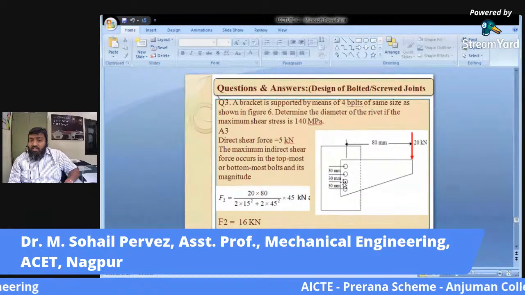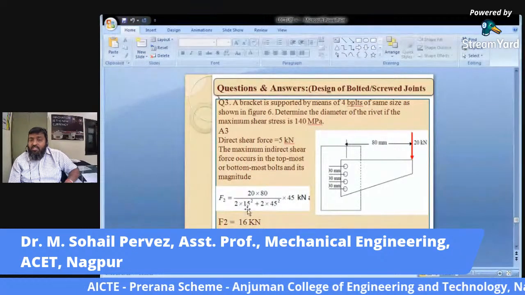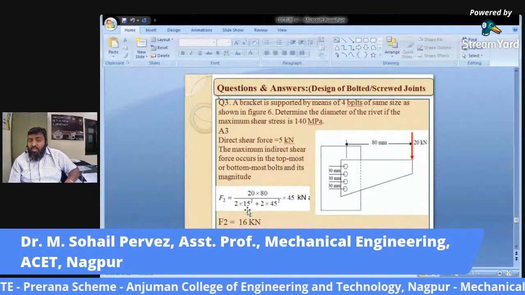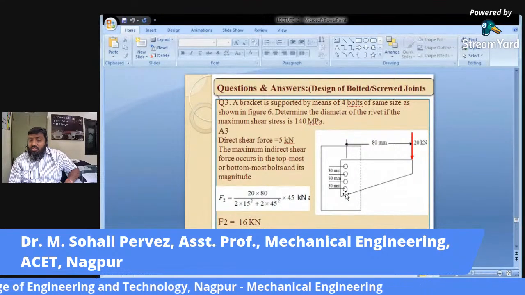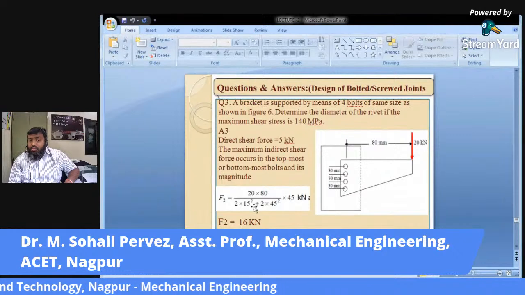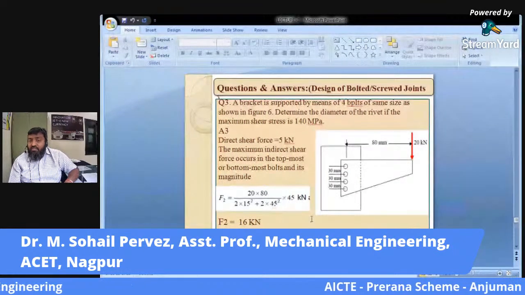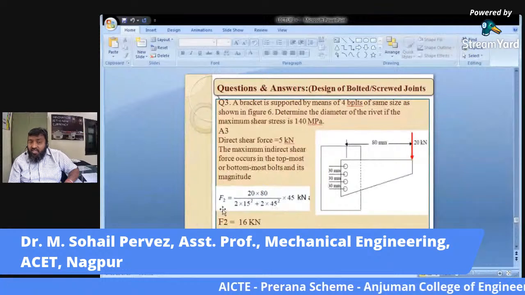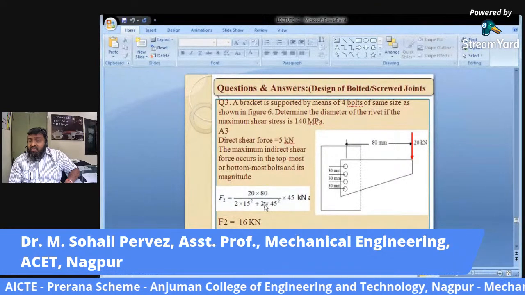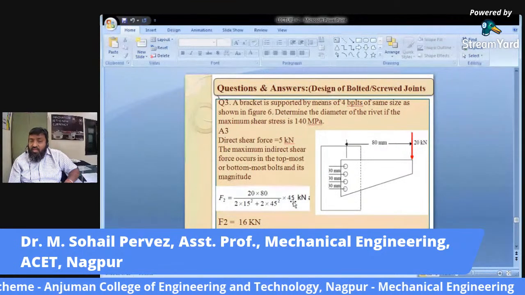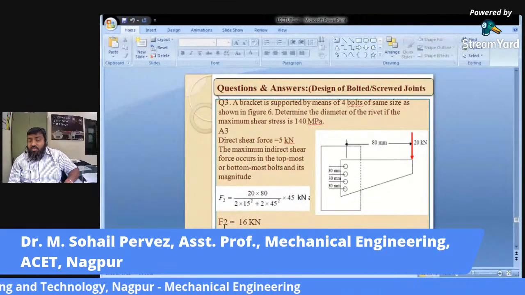So this is L1 and this is L2, because equispaced bolts are kept. Now when we say F2, this is the secondary shear for the farthest bolt. The farthest distance is 45 mm. So we have calculated this, and it came out to be 16 kilonewton.